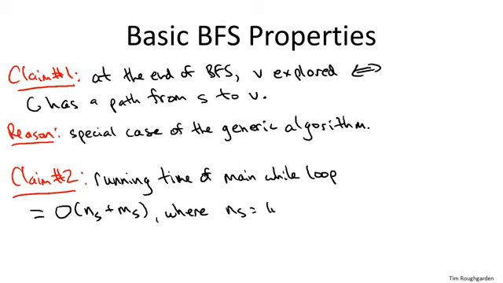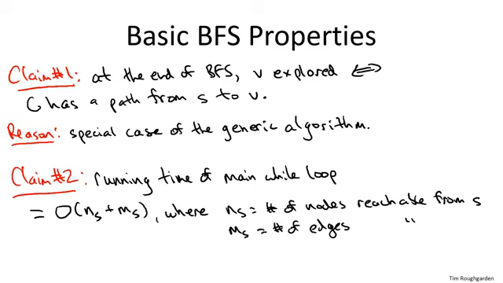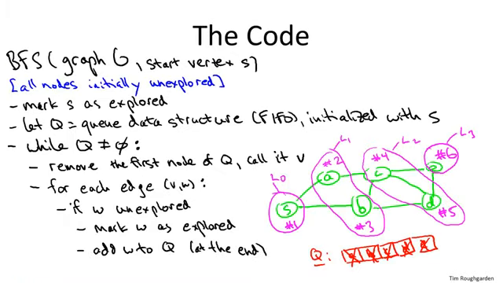So the running time of the main while loop, ignoring any pre-processing or initialization, is proportional to what I'm going to call NS and MS, which is the number of nodes that can be reached from S and the number of edges that can be reached from S. The reason for this claim becomes clear if you inspect the code, which we'll do in a second. So let's return to the code and tally up all the work that gets done. I'm going to ignore the initialization and just focus on the main while loop.